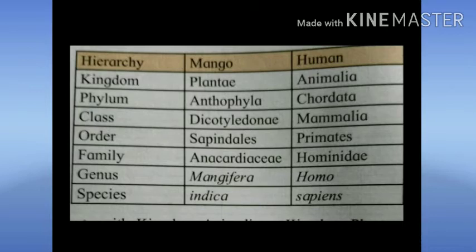Another subgroup is order. Sapindales is the mango's order, and for human, Primates. The family: Anacardiaceae, and in human it is the family Hominidae.